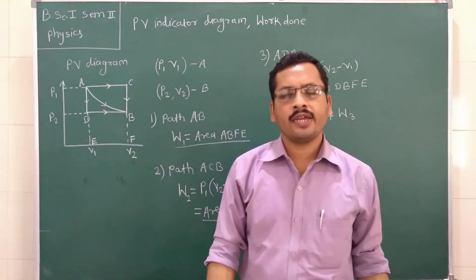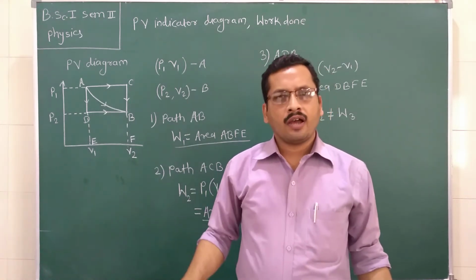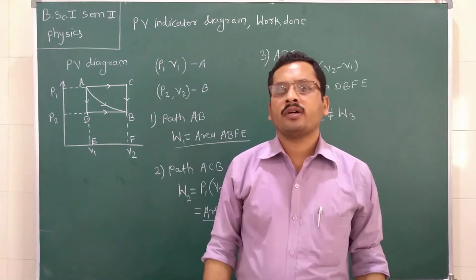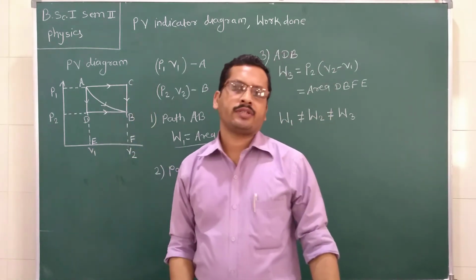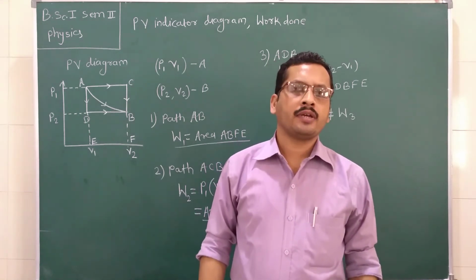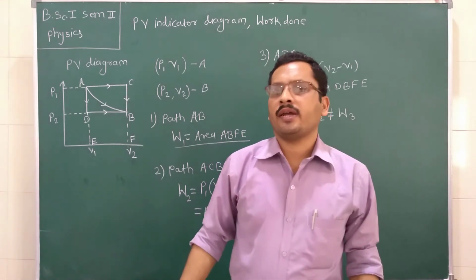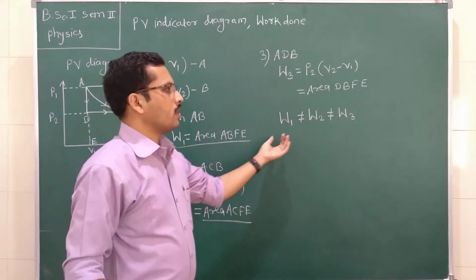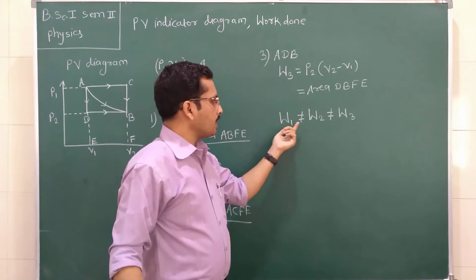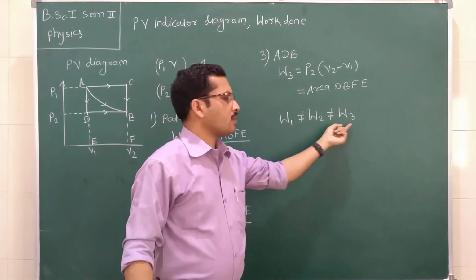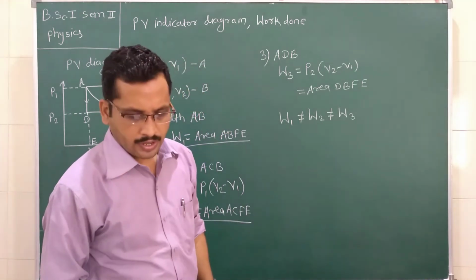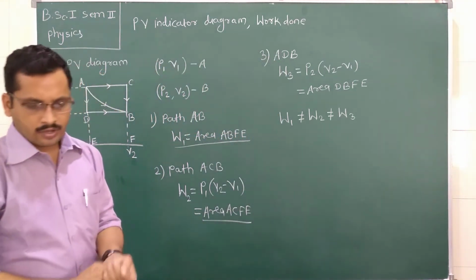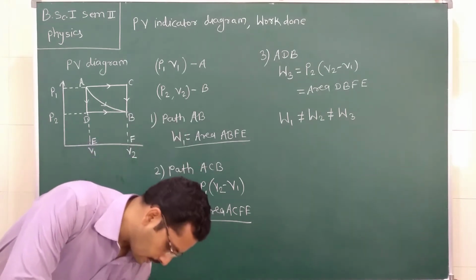What is the initial state? What is the final state? The amount of work done during the change does not depend upon the initial and final states. It depends upon the path through which it reaches the final state. Okay, so in each case the amount of work done will be different. So W1 is not equal to W2, which is not equal to W3. Okay, so now we are moving towards the work done.